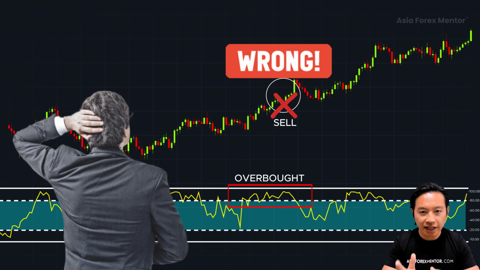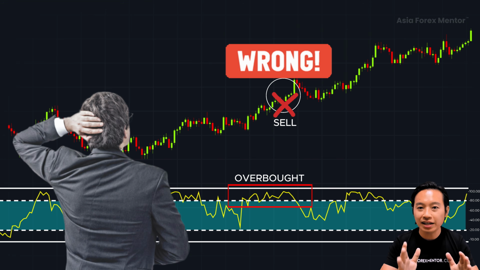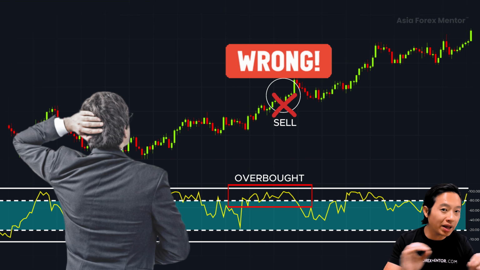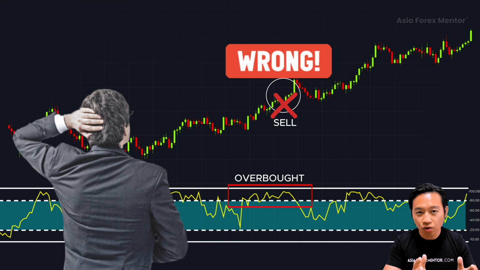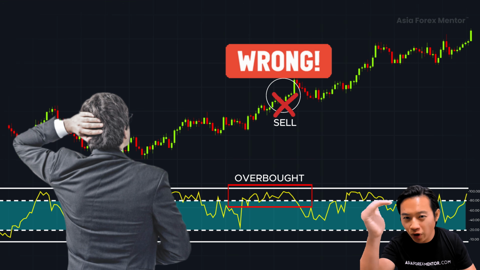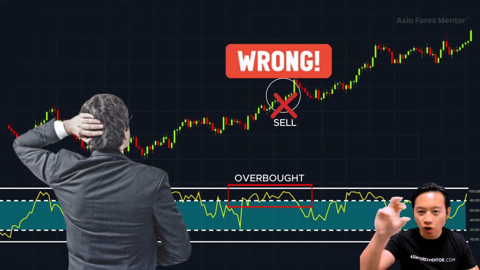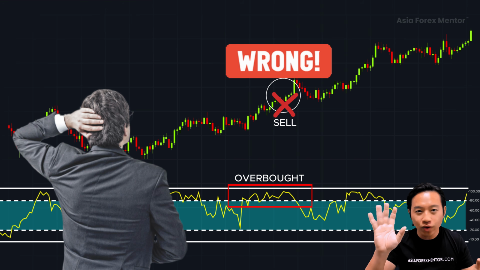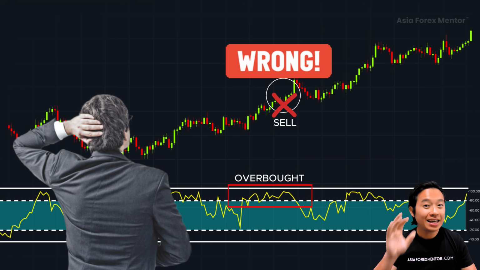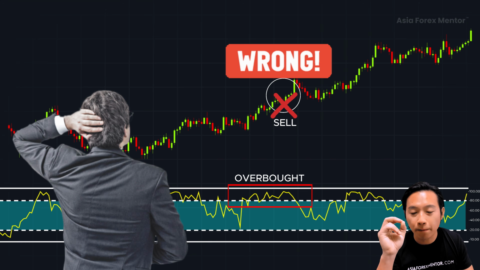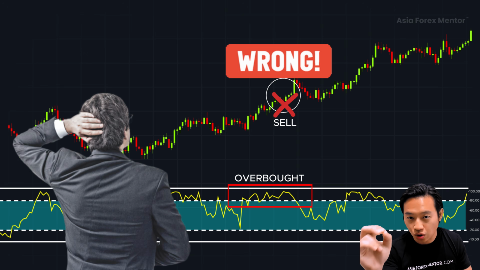Understanding the stochastic indicator means recognizing that it measures momentum. So shorting it when it's at the overbought area is like fighting against the trend. An overbought reading doesn't always mean that a reversal is coming. No, it just shows that the price is still strong.